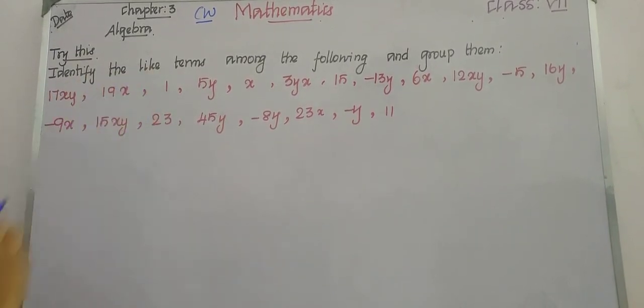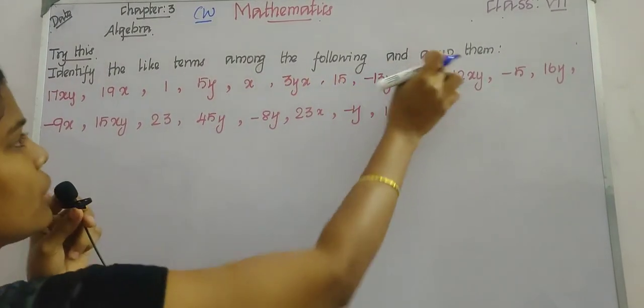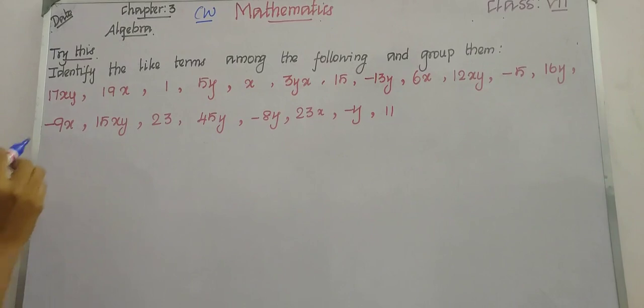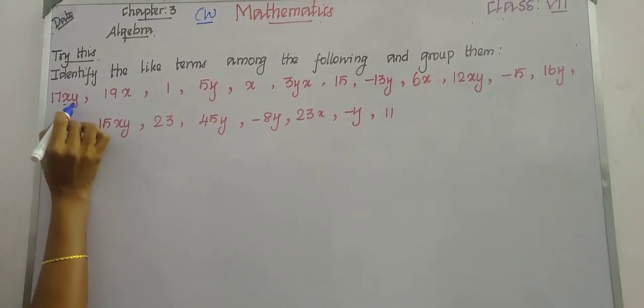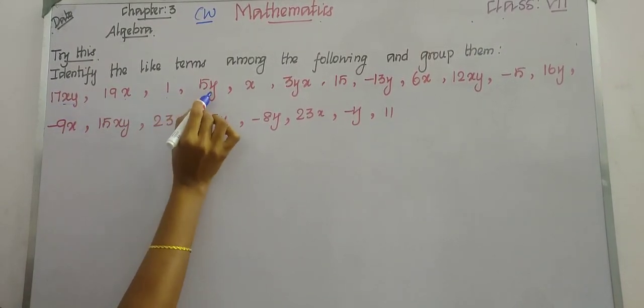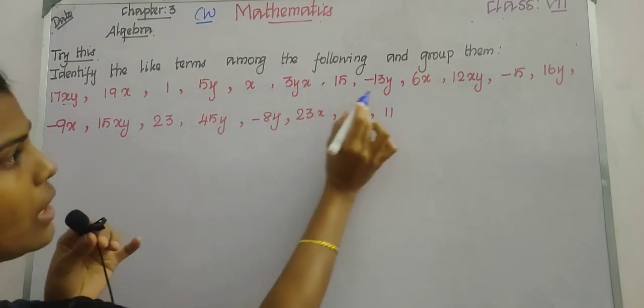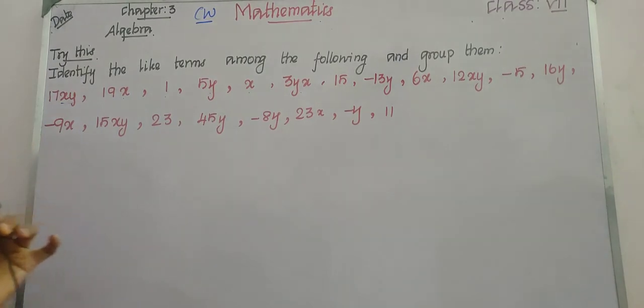Identify the like terms among the following and group them. We are going to identify the like terms and we are going to group them. Now see here we are having xy, a variable term, x, a constant, and yx. yx and xy are the same.